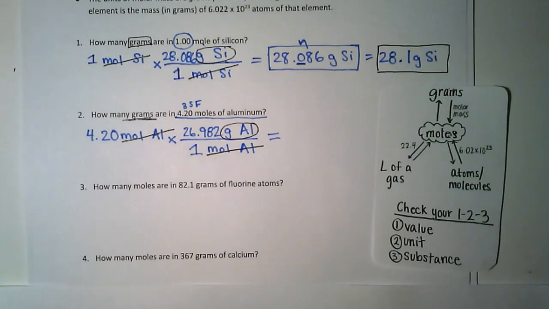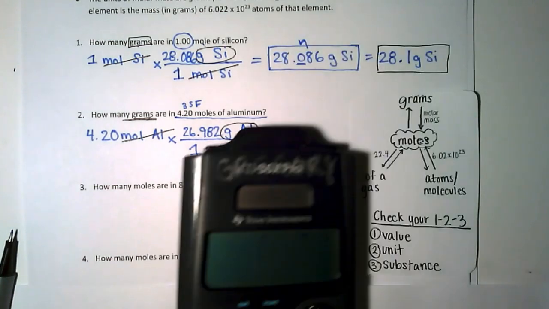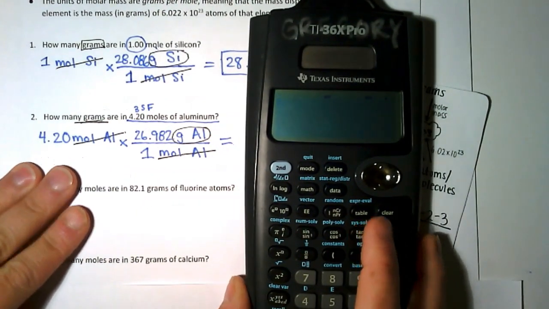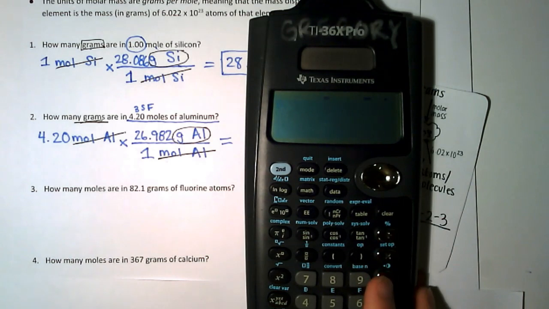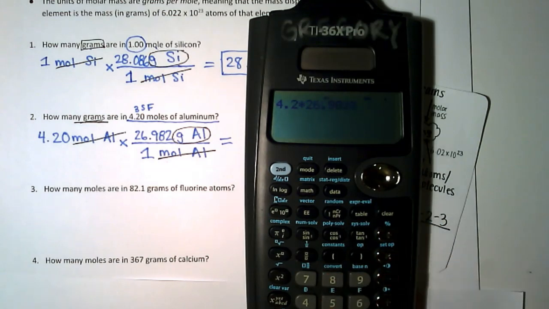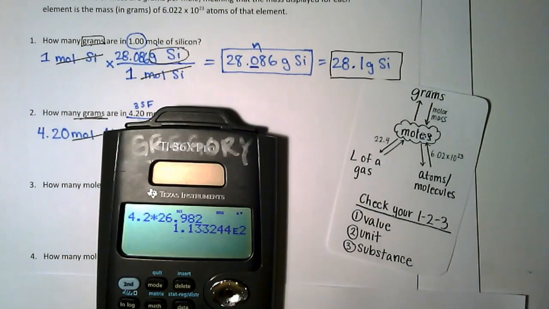So we probably need a calculator to complete this one. Let's bring our calculator out. So this time we want to put in 4.2 times 26.982, and that gives us 1.13 e to the second. I'm going to change the mode of my calculator to be back in normal instead of scientific notation.